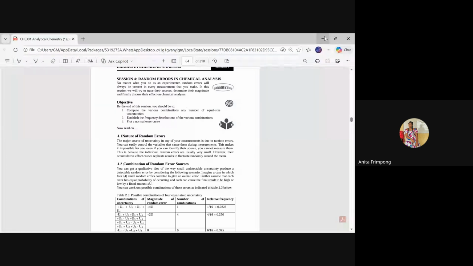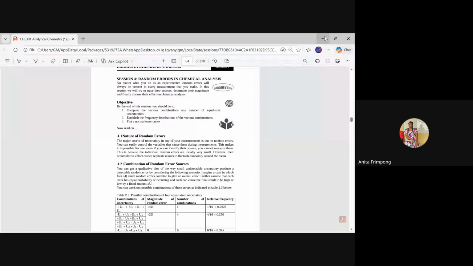Nature of random errors. The major source of uncertainty in any of your measurements is due to random errors. You cannot easily control the variables that cause them during measurements. This makes it impossible, even if you can identify their source, to measure them. This is because the individual random errors are usually very small. However, their cumulative effect causes replicate results to fluctuate randomly around the mean.